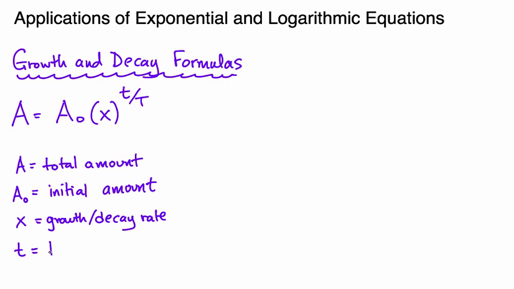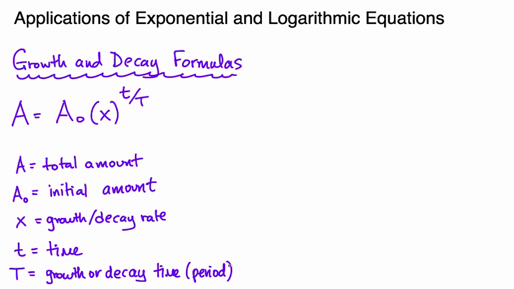T is the time, and capital T is also the time, but it's a special time. It's the growth or the decay time. So it's like how long is each growth period or how long is each decay period. For instance, if it's a half-life of every 10,000 years, this capital T would be 10,000.